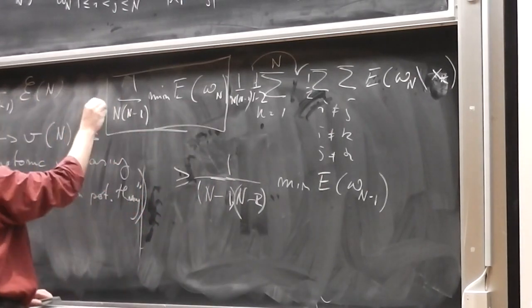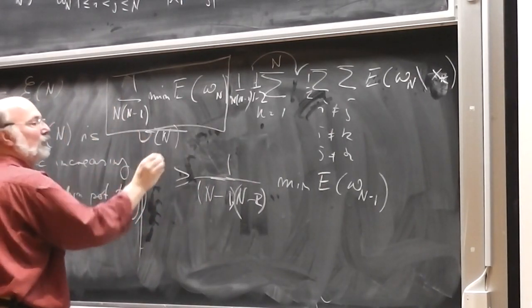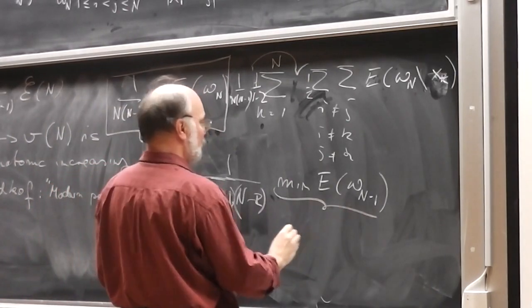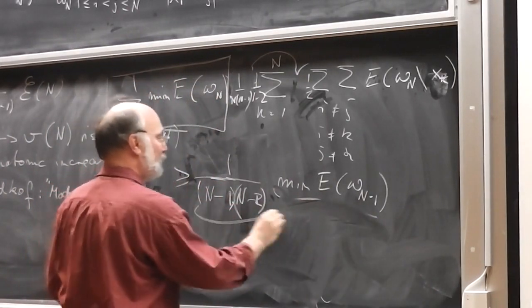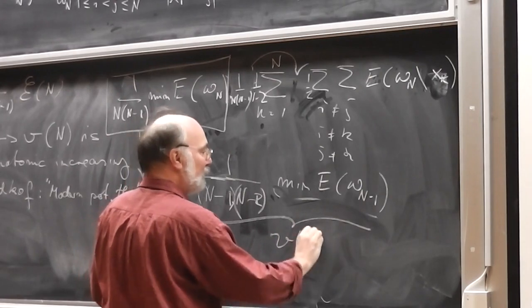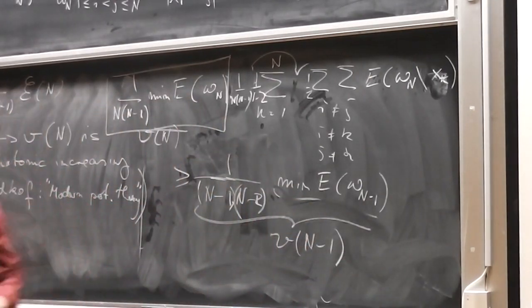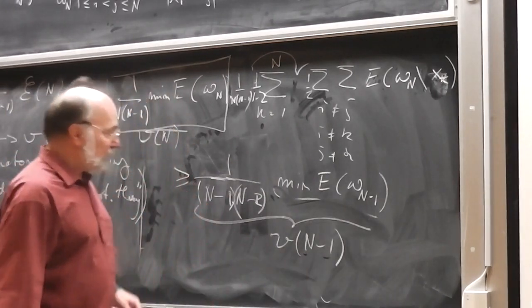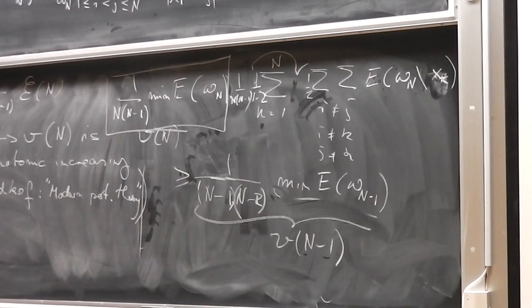This here is B of n, and this here is V of n minus 1. For this to work, I had to assume that n is at least 3, because V of n minus 1 requires n minus 1 to be at least 2. So that's it. Very simple proof.